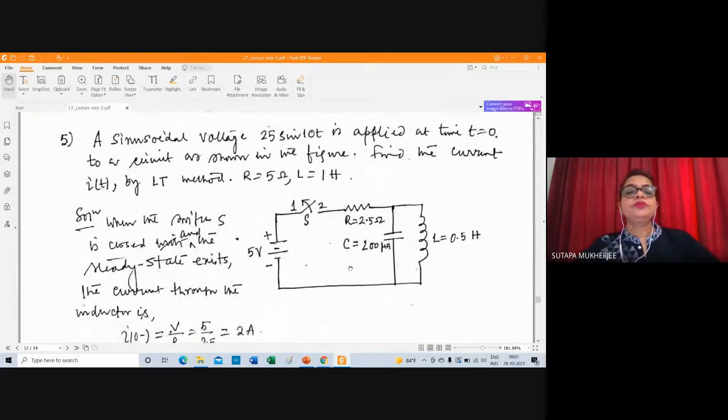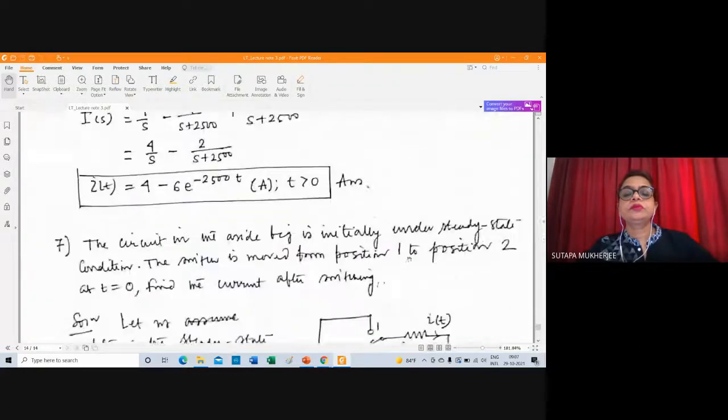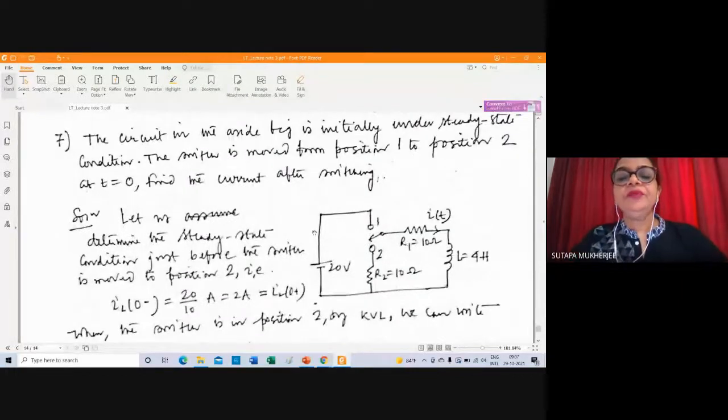Now come to this problem. This is a very important problem. This is basically a switching circuit, and in most exams you will face this problem. So what is the problem? The circuit in the figure is initially under steady state condition. So this is the switch. The switch is moved from position 1 to position 2 at t equal to 0. Find the current after switching.